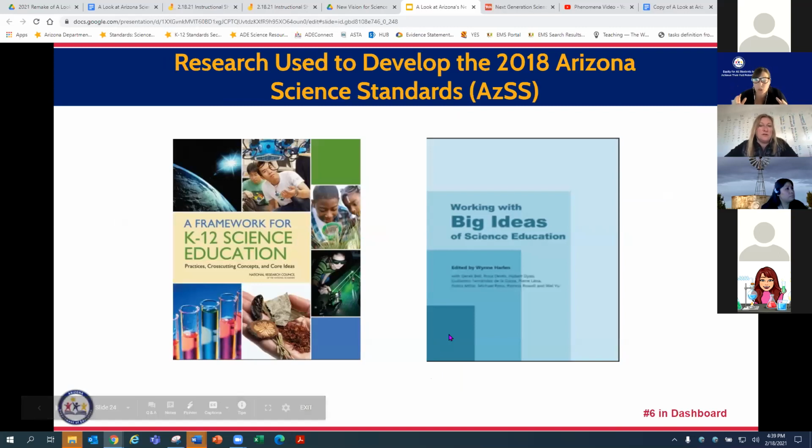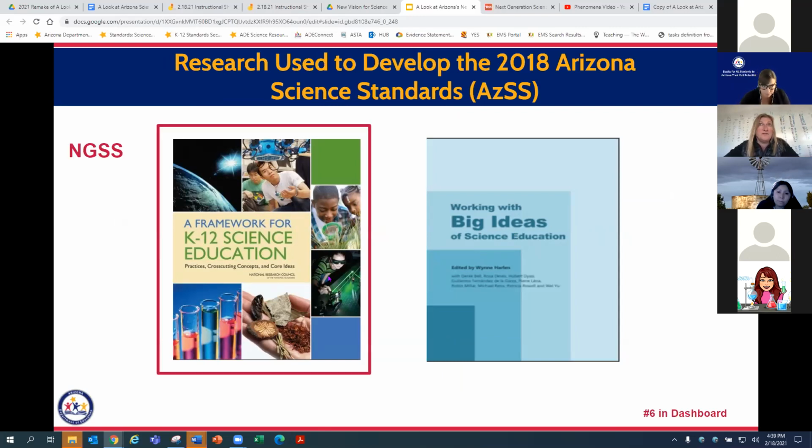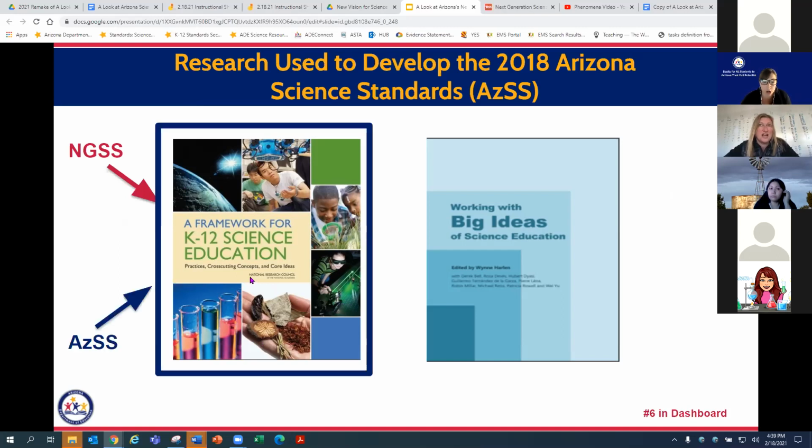Our standards were written from two research documents. This one on the left is called the Framework for K-12 Science Education. On the right, this is called Working with Big Ideas of Science Education. Now, the Next Generation Science Standards, the NGSS, the national standards, are built off of this framework. So are the Arizona Science Standards.